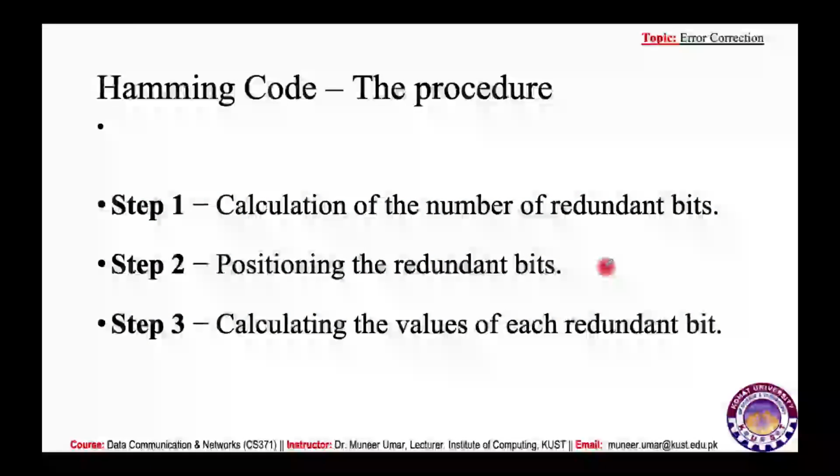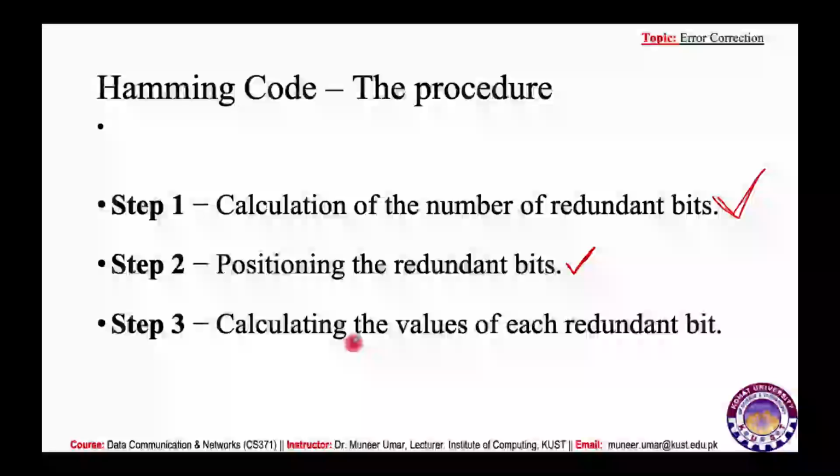So these are the steps for calculating the Hamming code. Step number 1, calculation of the number of redundant bits. So we must calculate the number of parity bits for the given data bits. Number 2, positioning the redundant bits. So where these redundant bits should be placed in the data which is provided.